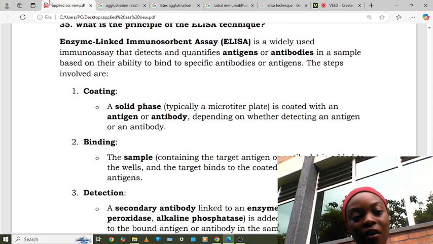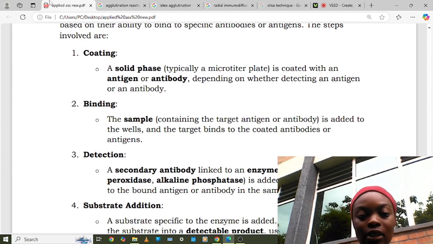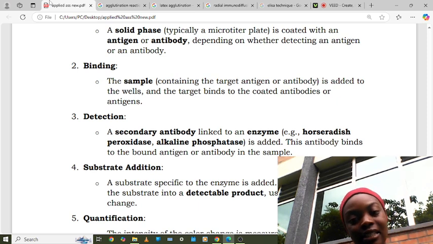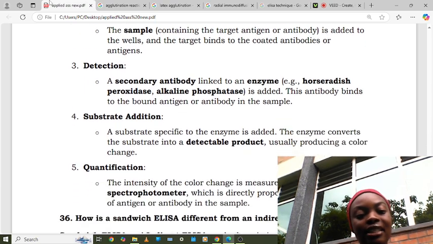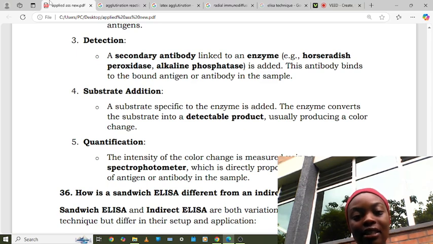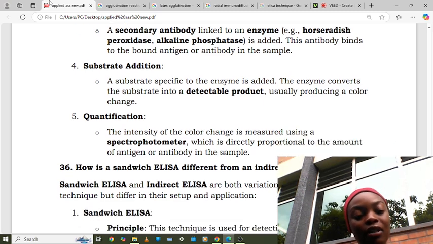The steps of ELISA involve coating, where a solid phase is coated with an antigen or antibody, depending on whether detecting an antigen or antibody. The binding: the sample is added to the well and the target binds to the coated antibody or antigen. The detection: a secondary antibody linked to an enzyme is added. The antibody binds to the bound antigen or antibody sample.